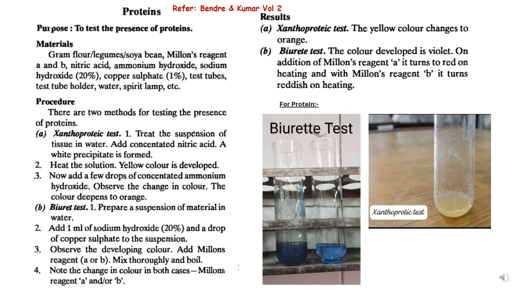So here you can see the results of the xanthoproteic test and biuret test done for protein presence. In the biuret test you can see that the first test tube is blue. So this bluish color shows the presence of proteins, and in the xanthoproteic test you see that the color has changed to orangish yellow. So here we say that the protein is present.